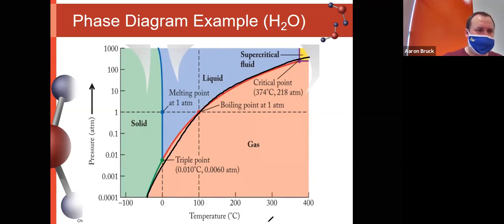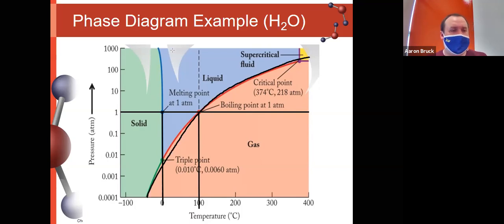Couple of key points. First of all, one atmosphere, normal pressure, allows us to define our melting point at zero and our boiling point at 100. We can also see that our triple point for this particular substance, water, occurs pretty close to the freezing point in terms of temperature, 0.01 degrees Celsius. Pressure is considerably lower though, 0.006 atmospheres.